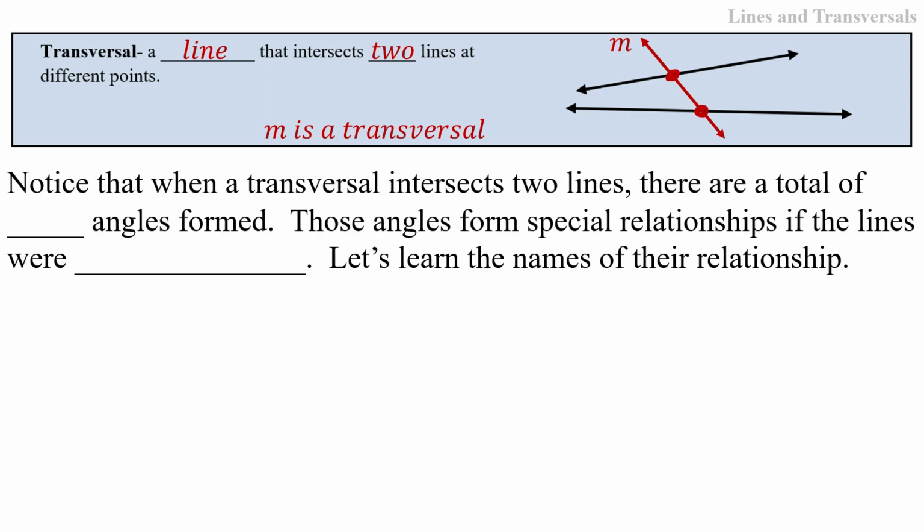Notice that when a transversal intersects two lines, there are a total of 8 angles formed. Okay? And those angles form special relationships if the lines are parallel. We'll get to this in a later section, but for today, we have to know the names of the relationships. Right now, they don't really have any special relationship except for vertical angles, which are equal, and linear pairs, which are supplementary, or add up to 180. But once the lines become parallel, then all the angles have a special relationship to them.